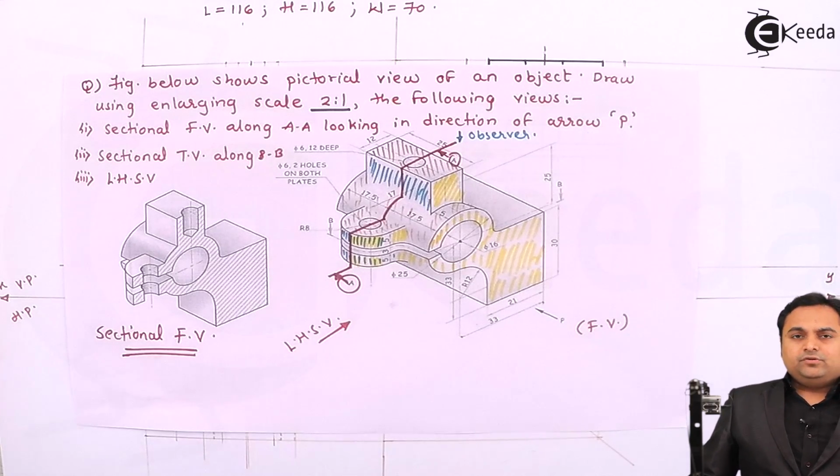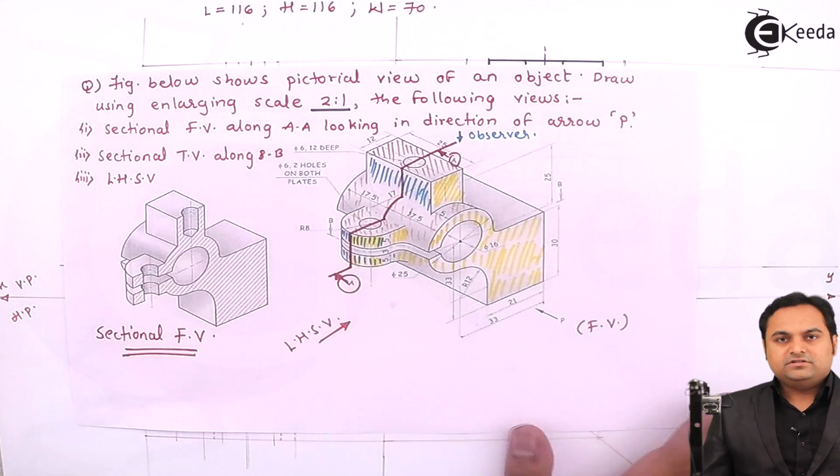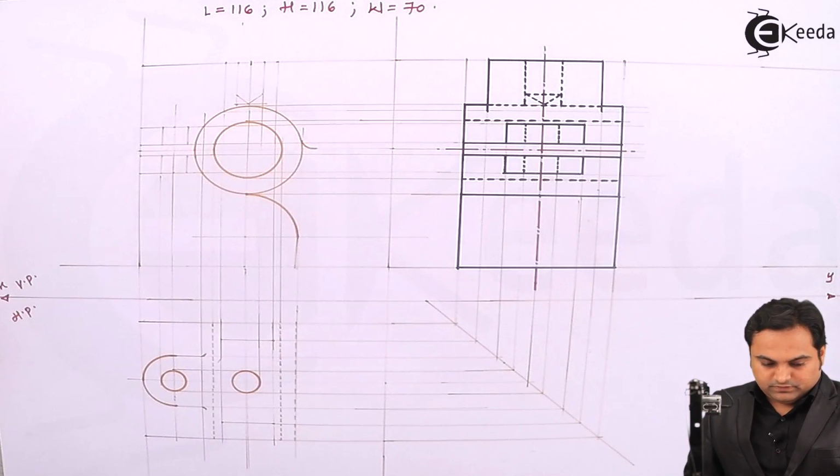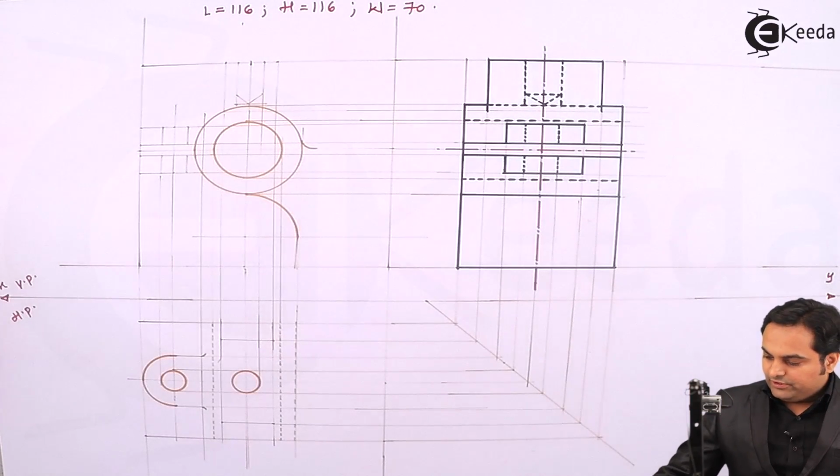So I have to draw this sectional front view, and for that, remember, first make the outlines dark, then only go for the internal details. So here first I'll draw the outline of the drawing dark.